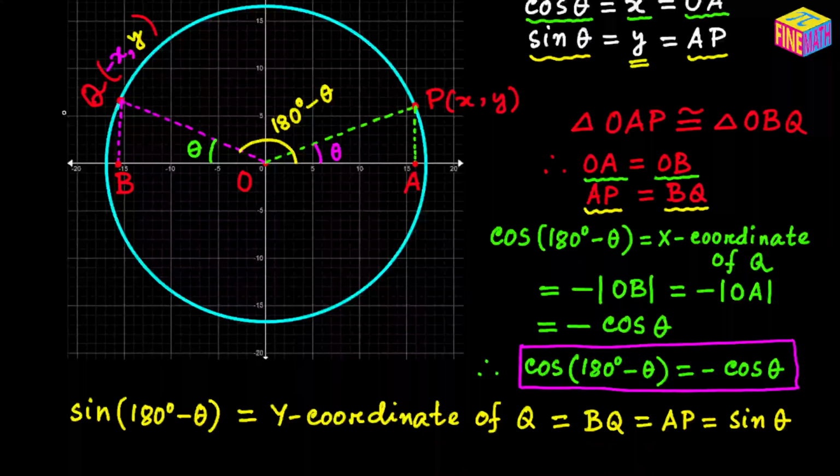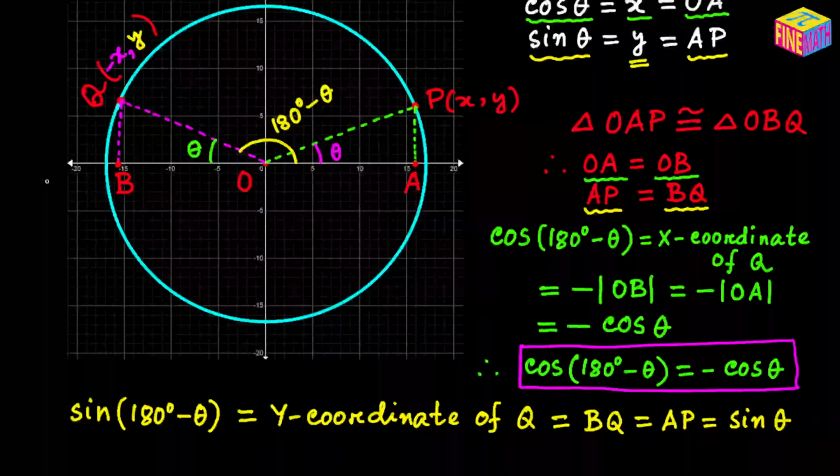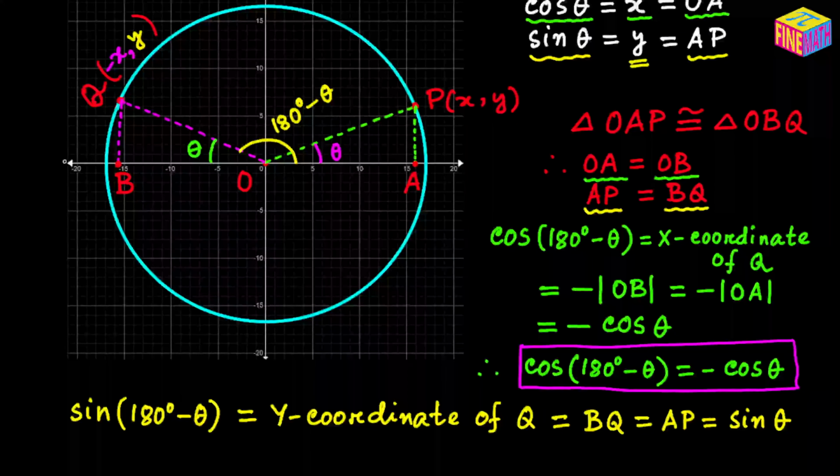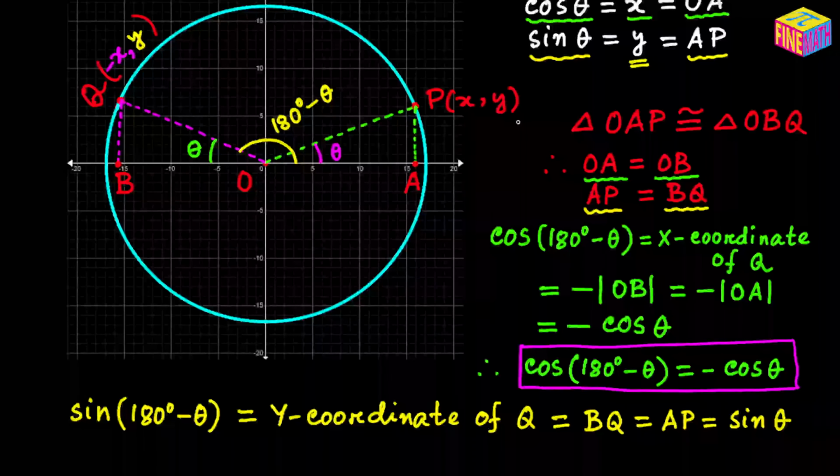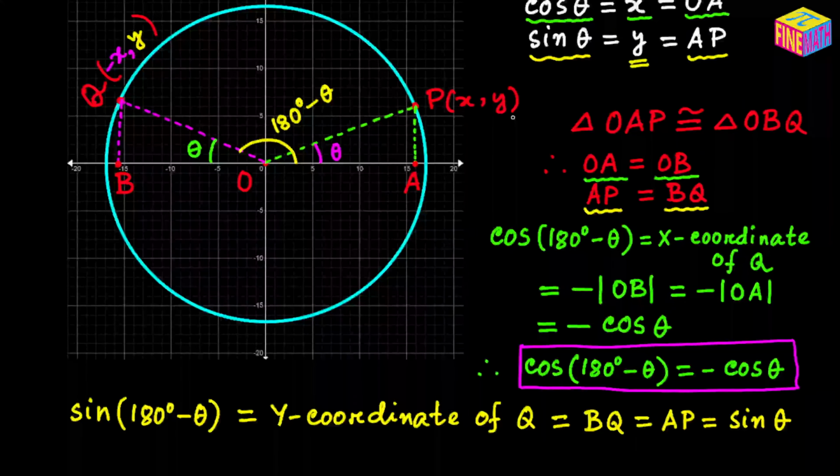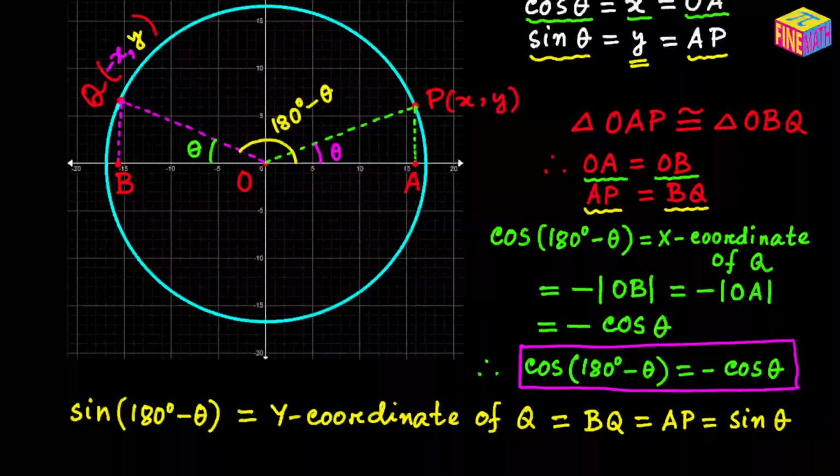Well, it will be negative x comma y if x and y are the coordinates of the point p that makes an angle theta with the x axis. So the coordinates of q will be negative x comma y when x and y are the coordinates of the point p that makes an angle theta with the positive x-axis. So let me make a quick note here.